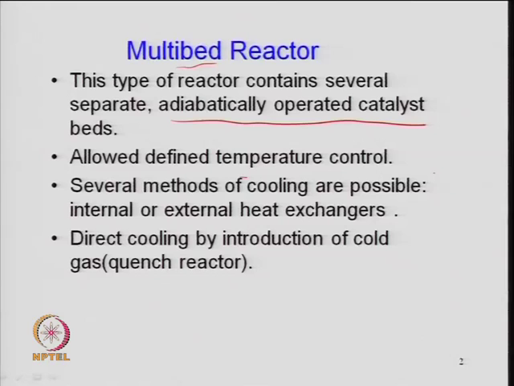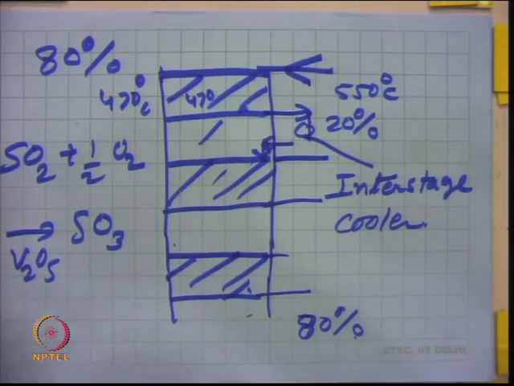So, several methods of cooling are possible. So, one can have the intermediate heat exchangers in between, and this is what you call internal and external heat exchanger. So, a cooling device is required, and there can be a different kind of heating or cooling media. So, when it is endothermic reaction, you need a heating media. When it is exothermic reaction, you can have the cooling media. And direct cooling by introduction of cold gas, that sometimes we quench it also. So, some cold feed is added or mixed with this hot feed, and then is another way of controlling the temperature at this point, right.